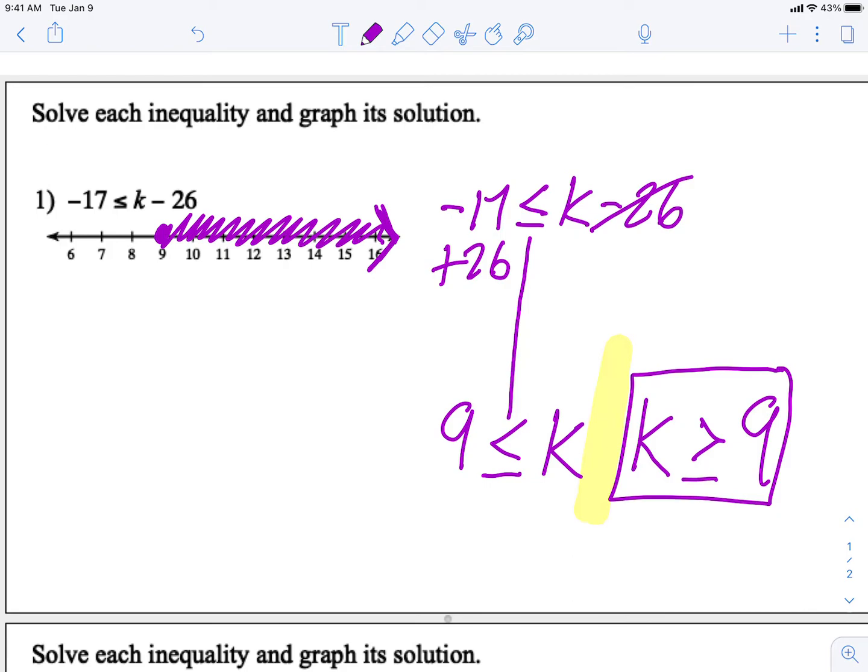That means any answer to the right is going to make this inequality true. So I can put in 16 here. 16 is greater than 9. That's correct. I can put in 10 here. 10 is greater than or equal to 9. That's correct. I could put in 9 actually because it's a closed circle. 9 is greater than, well, it's not greater than, but equal. They are equal. See? That's how that works.